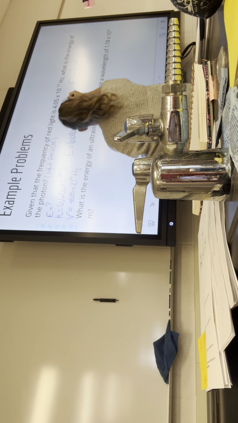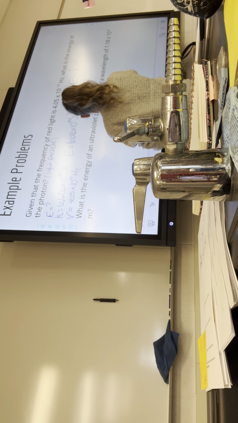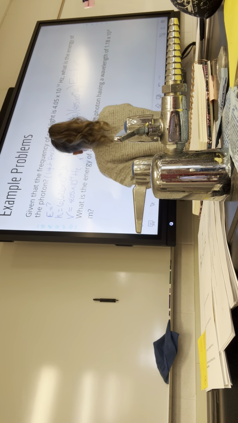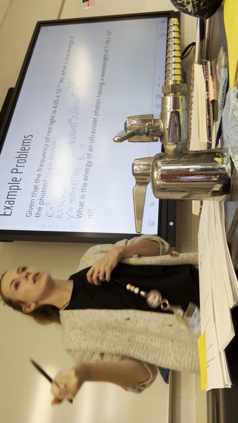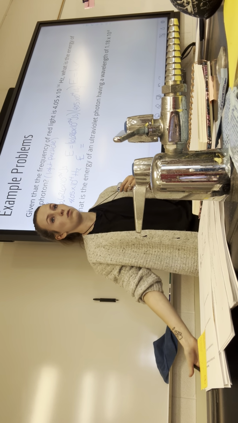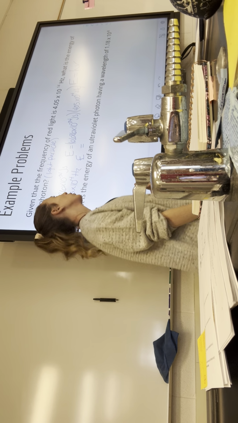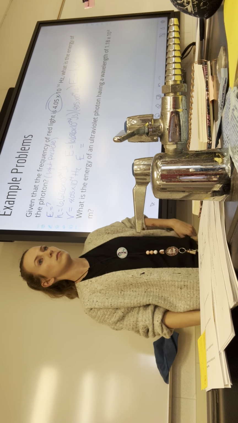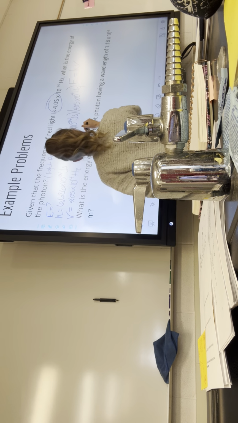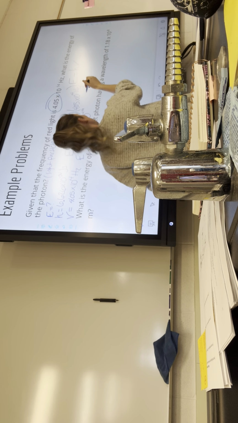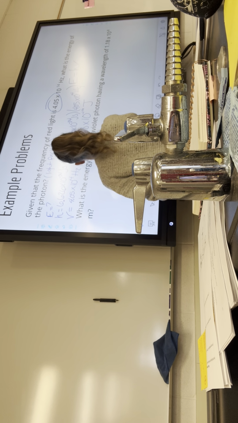So this is going to be our Planck's constant times our 4.05 times 10 to the 14th hertz. Will somebody please plug this into your calculator and give me the answer with units and proper sig figs. Remember, we look at the original value for sig figs. 2.68 times 10 to the negative 19th. What is the unit? Joules. Fantastic.